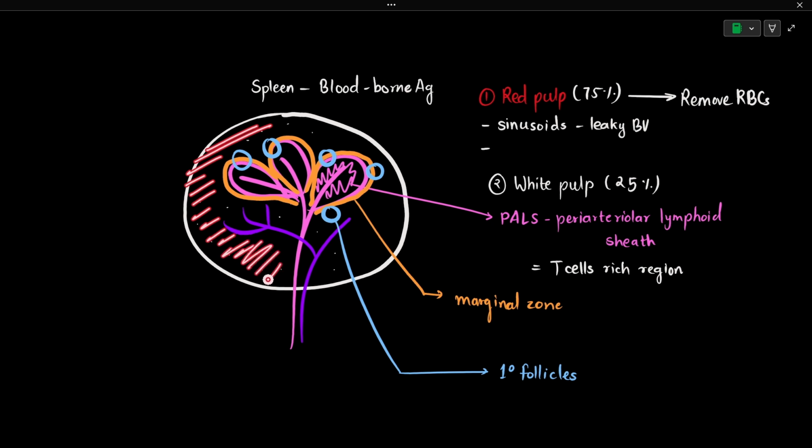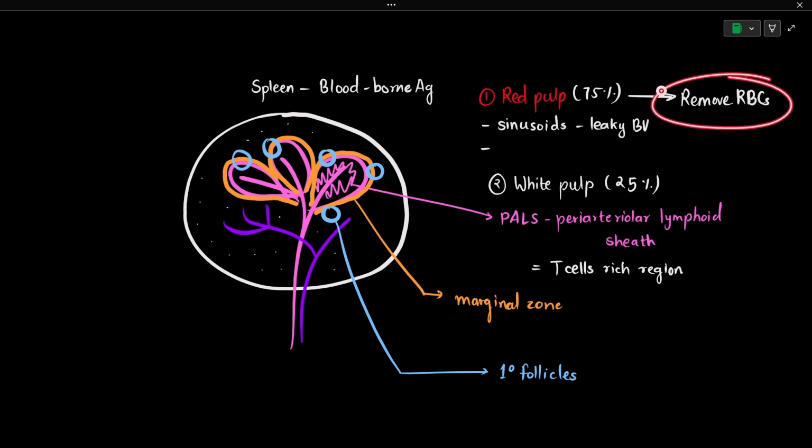And again, there's blood present over here. So this red pulp basically has a part in blood filtration. It removes old damaged red blood cells, and it also has macrophages and dendritic cells, which won't tackle the blood-borne antigens, but will only engulf the old RBCs and degrade the hemoglobin to release the iron-containing pigments.